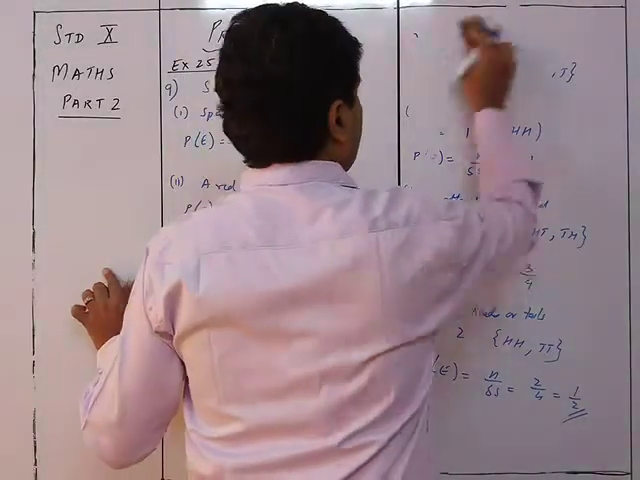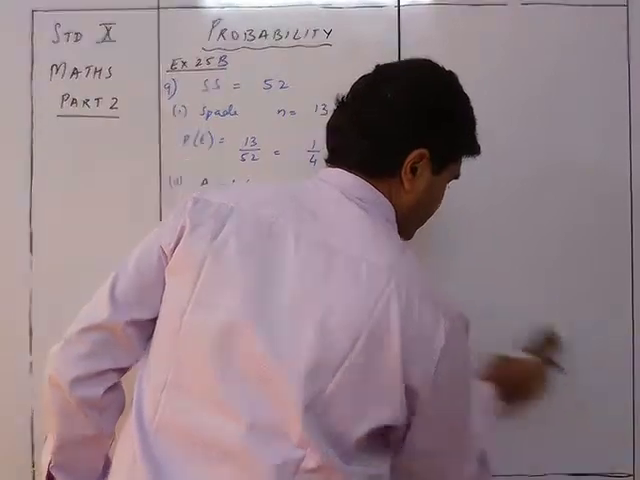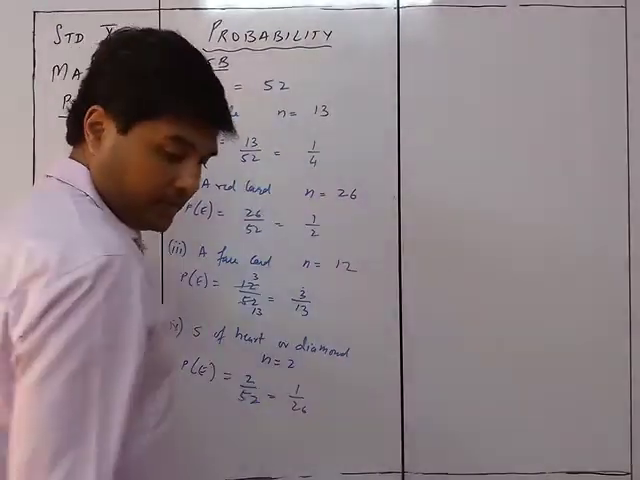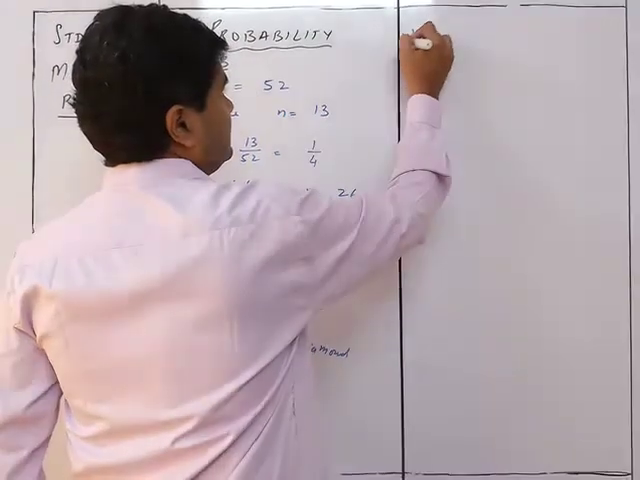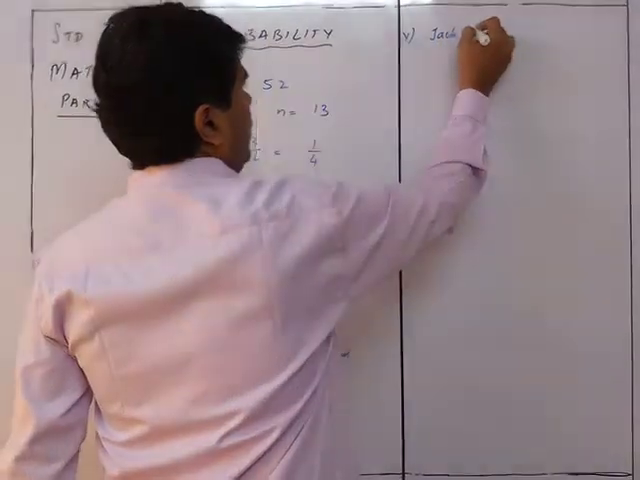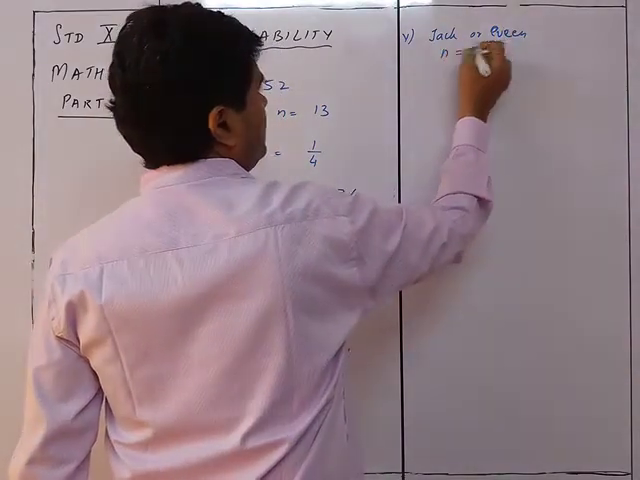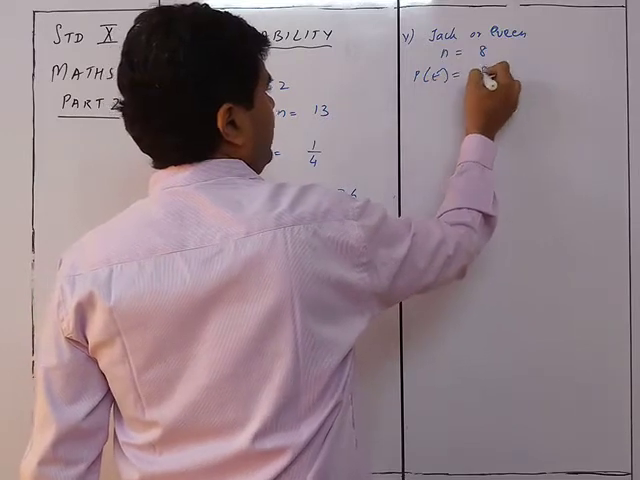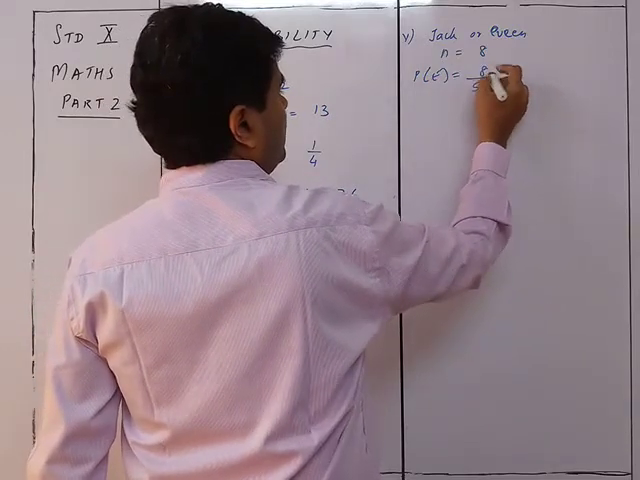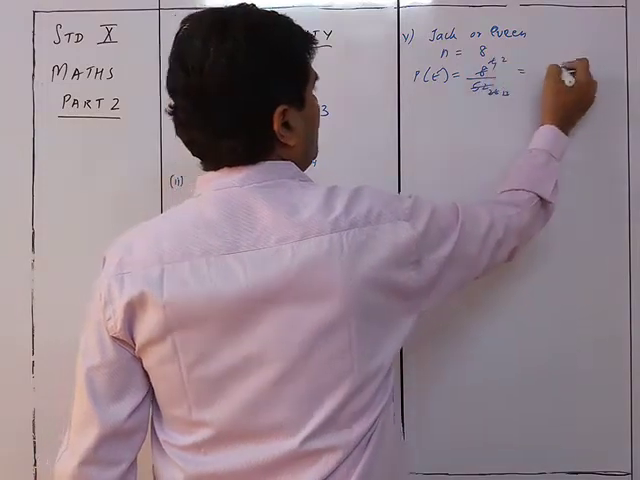Now we move on to the fifth part. Jack or queen. So fifth is jack or queen. So n is equal to 8. So P(E) is equal to 8 upon 52, which is 2 upon 13.